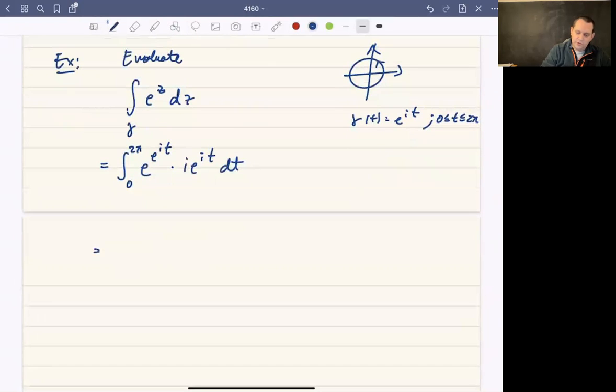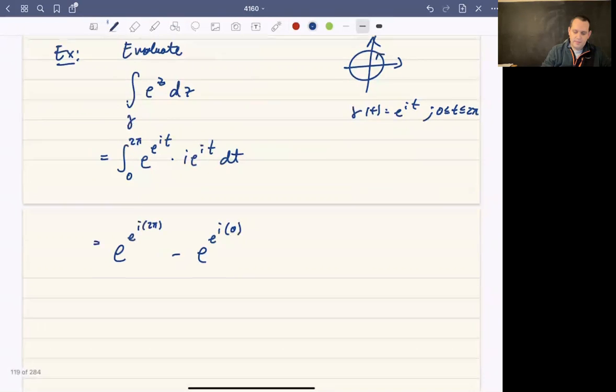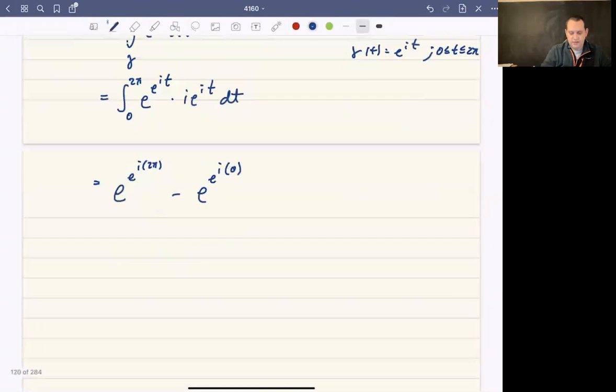And so if we want, we could just forget about the context and substitute. And if we substitute, we're going to end up with e to the i times 2 pi minus e to the i times 0, right? So if we were to substitute and evaluate everything, this is what we would get. I substituted and did it all in one step. You can write it out if you like.